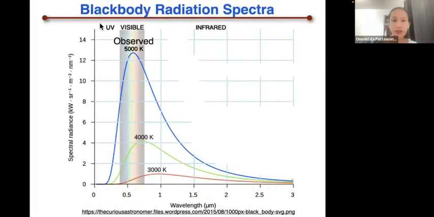The graph shown here is the blackbody radiation spectra. It's plotted between the wavelength in micrometers against spectral radiance. This graph tells you about the relationship of the hot object at different temperatures, and it tells you about what type of radiation is going to be emitted. In this case, these colors are associated with the visible light of different colors.